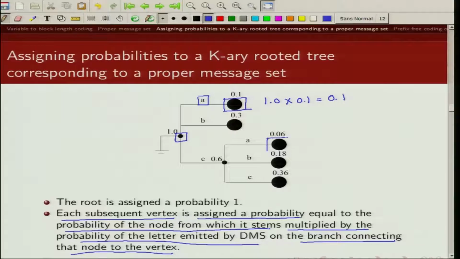Similarly, what is the probability of this vertex? The probability of this node is 0.6 and the probability of occurrence of A is 0.1. So this is 0.6 into 0.1, that is 0.06. So we can find the probability of any vertex. Let us say, what is the probability of this vertex? This is the probability of this node, which is 0.6, into the probability of occurrence of C, that is again 0.6. So this is how we assign probability to a query rooted tree corresponding to a proper message set.